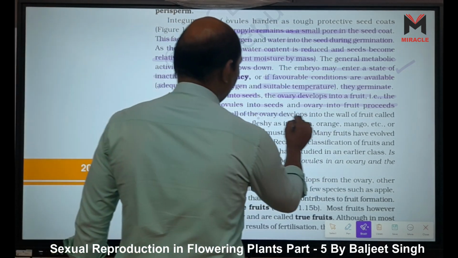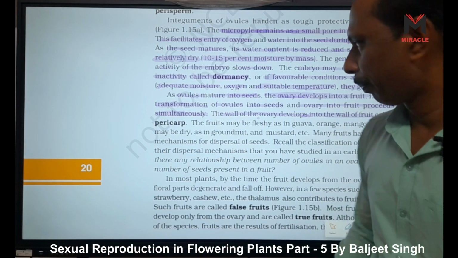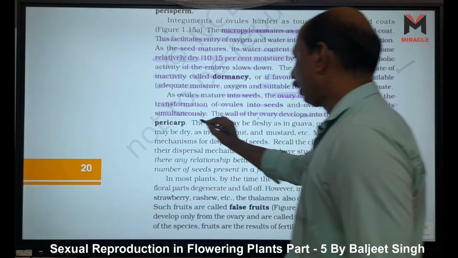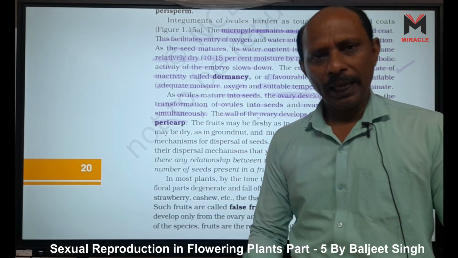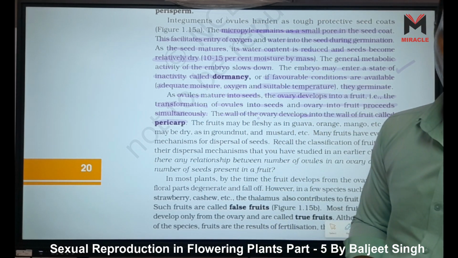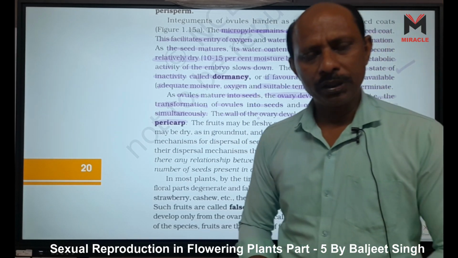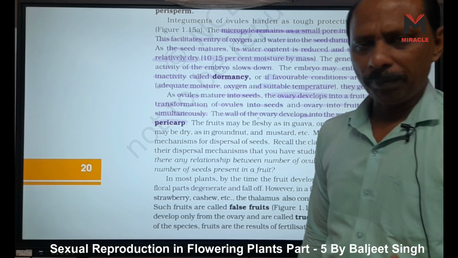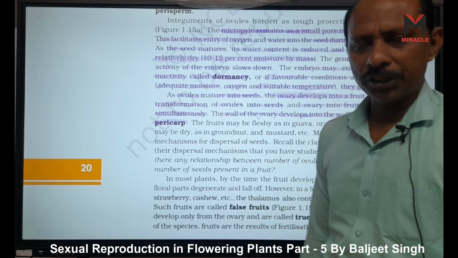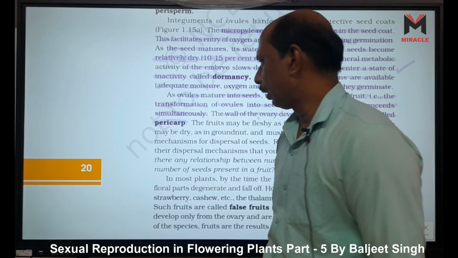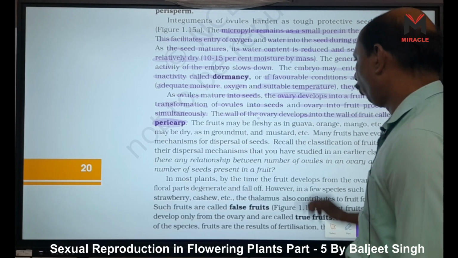The wall of the ovary develops into the wall of the fruit, and this wall of the fruit is called the pericarp, right? This pericarp is also further divided into three parts in fleshy fruits, as for example epicarp, mesocarp and endocarp. Already it is given in our NCERT morphology chapter. Epicarp, in mango, we cannot eat the epicarp. Mesocarp is edible, fleshy, and endocarp is hard, stony. So pericarp is the covering of the ovary wall.